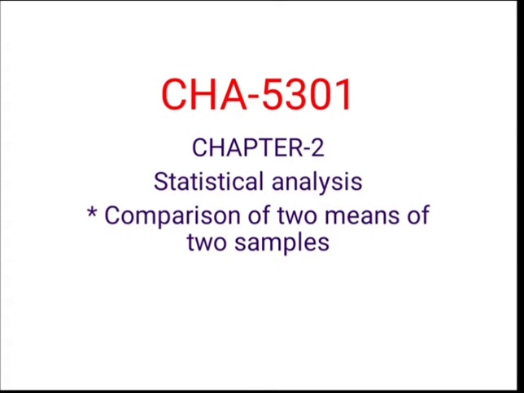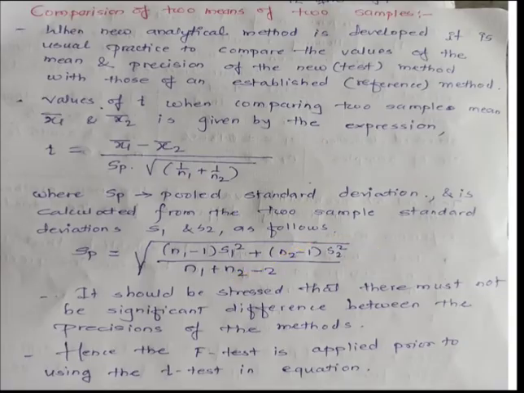Already we have seen that only one analyst has taken a number of readings. From these readings, you have to calculate mean, standard deviation, variance, relative standard deviation, and all the next parameters such as the calibration curve, slope, intercept. From this, error in the slope and error in the intercept, then the error in the extrapolated concentration, error in the interpolated concentration, and so on. All these topics are already completed by us. Now the new topic is comparison of two means of two samples.